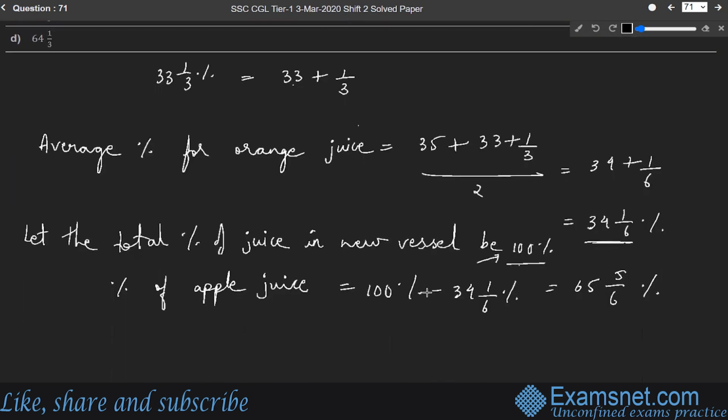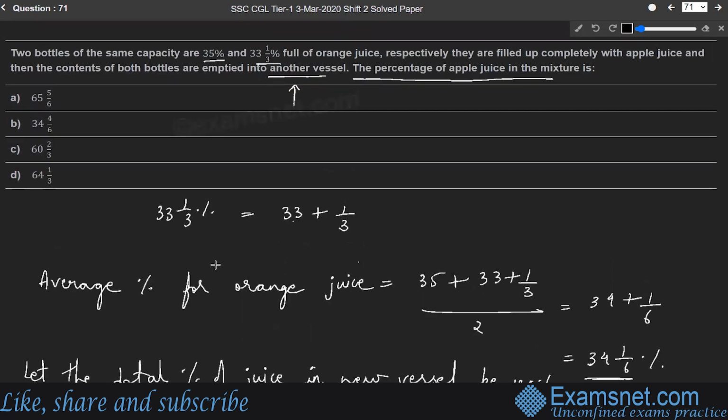That is why the percentage of apple juice will be 100 percentage minus 34 1/6 percentage, which gives 65 5/6 percentage. So the correct option for this question is option A here.